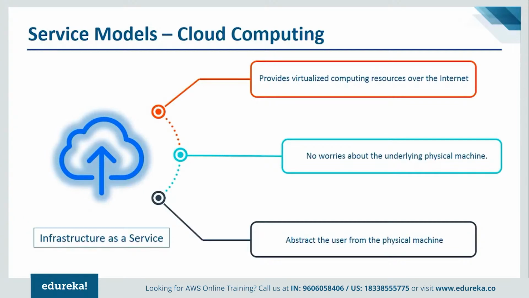They'll give you the IP address, they'll give you the password, you can remote desktop into that server, and now that server is fresh. You can install anything on that server, and you can make that server anything. For example, you can make that server a web server, or you can make it a database server. It's all yours. You can do anything with it. So that is infrastructure as a service, because you have access to the operating system of your server. It provides virtualized computing resources over the internet. No worries about the underlying physical machine, because you don't have to manage the physical machine. All of that is managed by the cloud provider, and it abstracts the user from the physical machine.